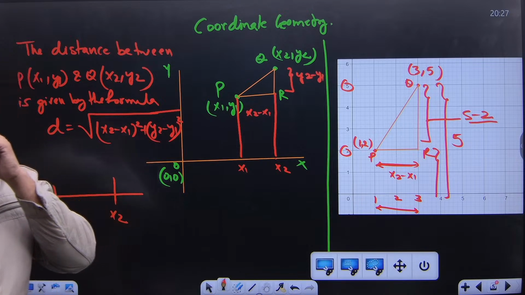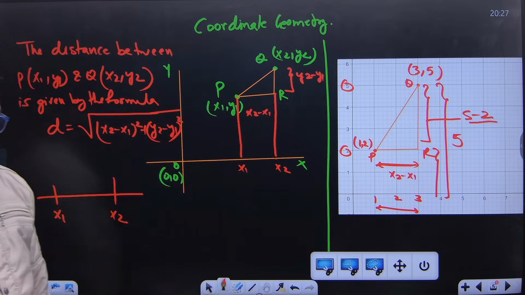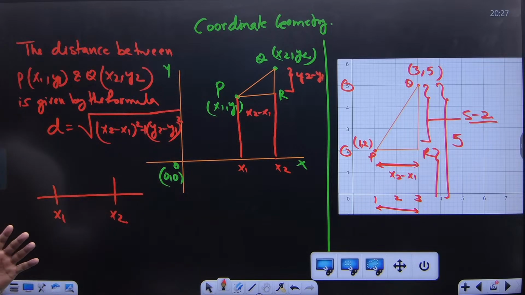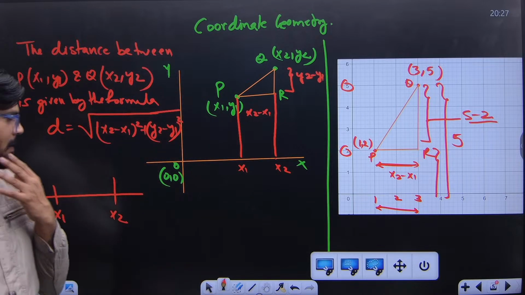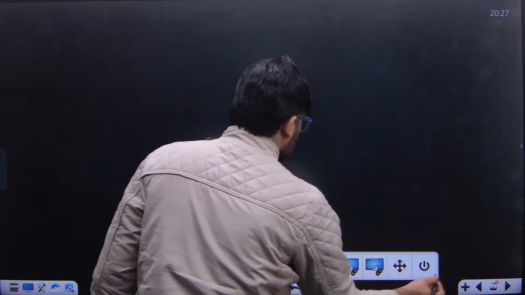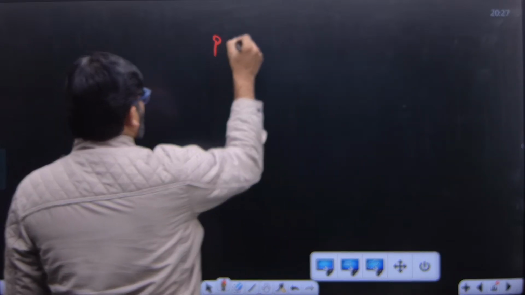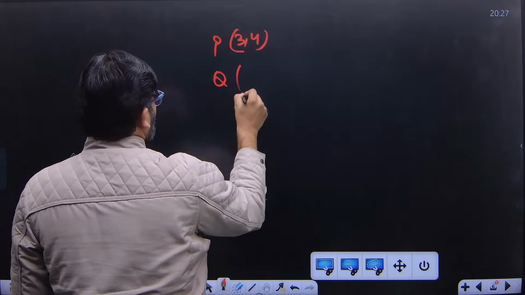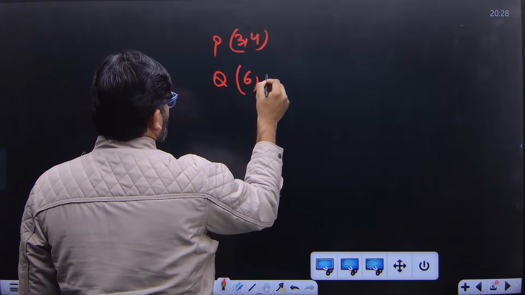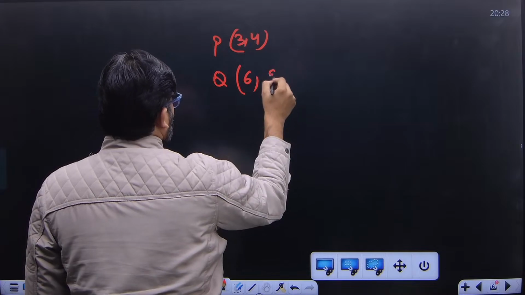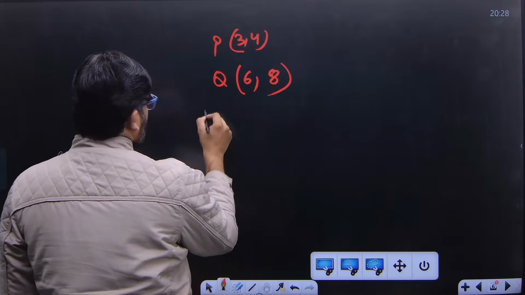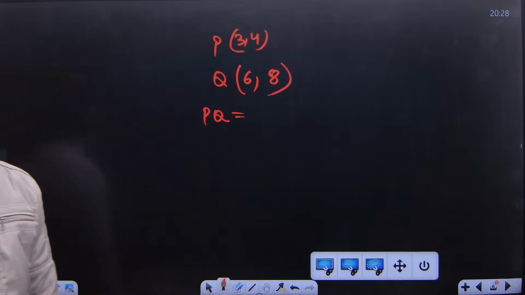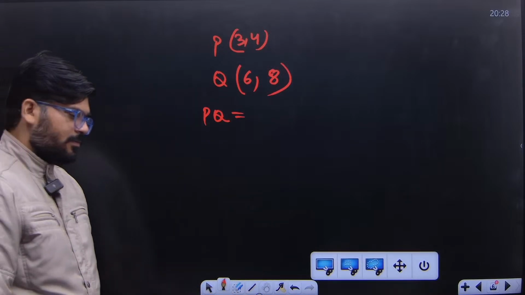Done? Understood the concept? Okay. So let us check what you have understood. Suppose that there is a point P (3, 4) and there is a point Q which is (6, 8). Can you tell me the distance between PQ? Find out the distance between PQ.